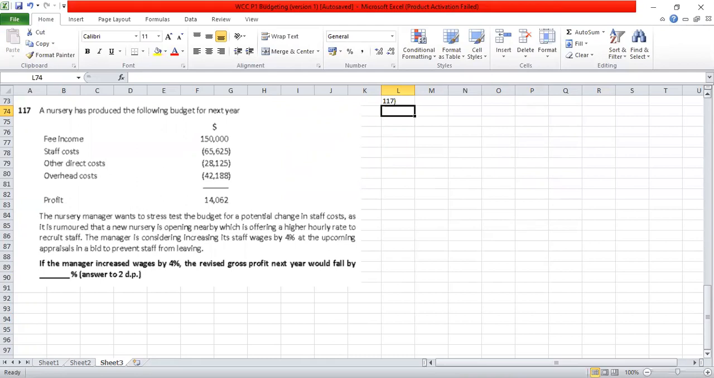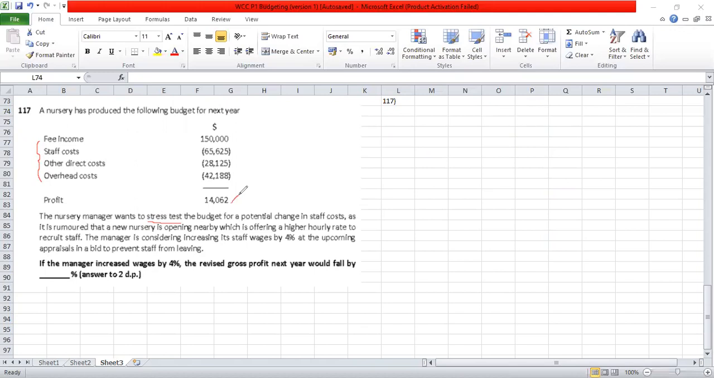So he wants to stress test. We have learned the concept the other day. What is stress testing? That is making changes in the input to see what impact it would have on the output. We have various details given here, and the output is the profit. They have a profit of 14,062.